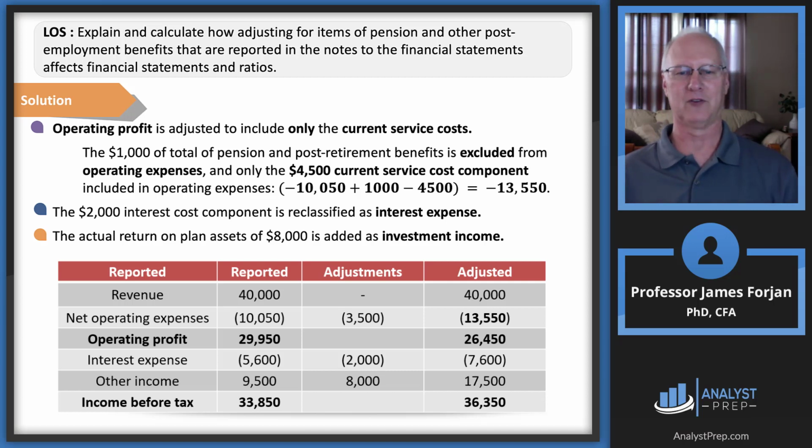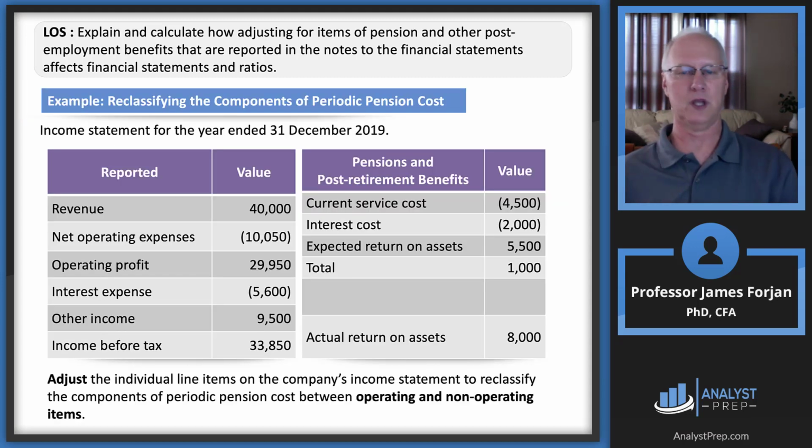So that leaves us with, well, what did we used to have? We had 33,850. Now we have an adjusted income before tax of 26,300. That sounds to me an awful lot like, look at the LOS, explain and calculate. And so this can show up very easily in a vignette, those 2 tables.